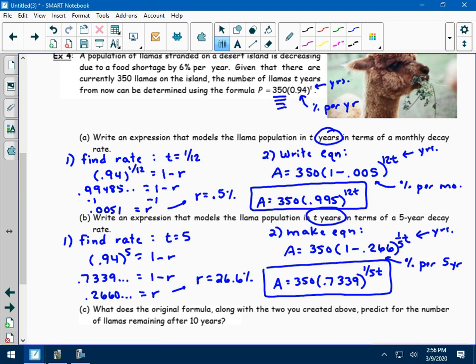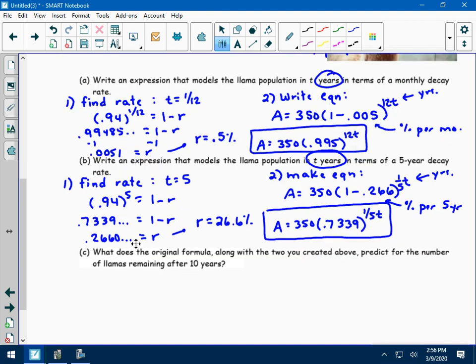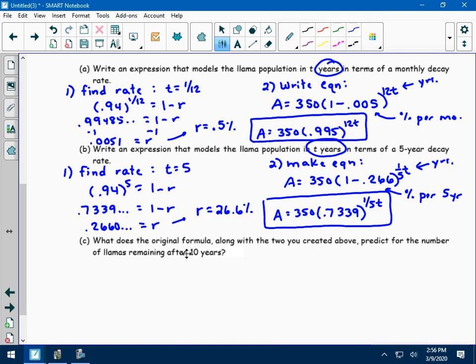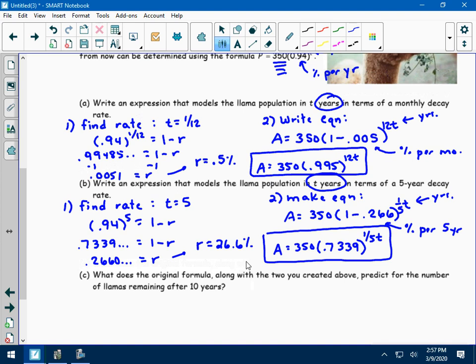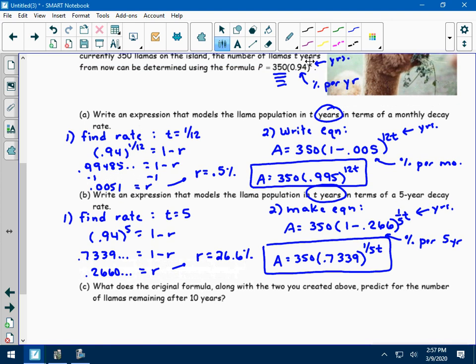Starting to make more sense, I hope. I know it's weird. It does show up on every Regents test, so it's important to know. Last question. Use the original formula, along with the 2 you created above, to predict the number of llamas remaining after 10 years. Now, in all 3 of these equations, what are the units of t? They're always years. If I want to know 10 years, what do I plug in all of them for t? 10.